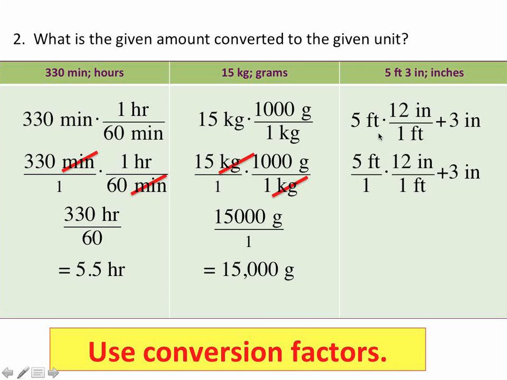So what happens is your 5 feet will cancel your 5 feet, and you'll wind up with 60 inches out of your 5 feet plus 3 more inches. All right, you didn't have to convert that part. That was already in inches, so that was good to go. 60 inches plus 3 inches makes 63 inches.